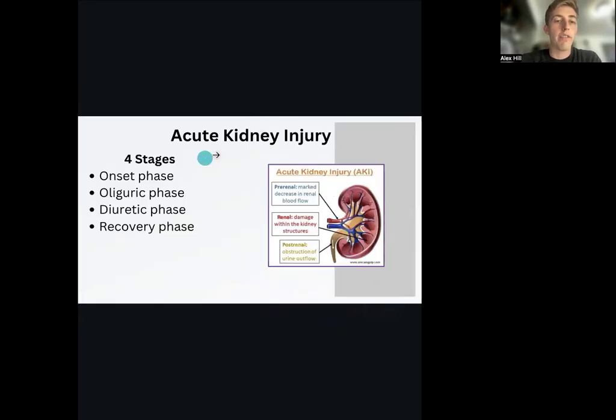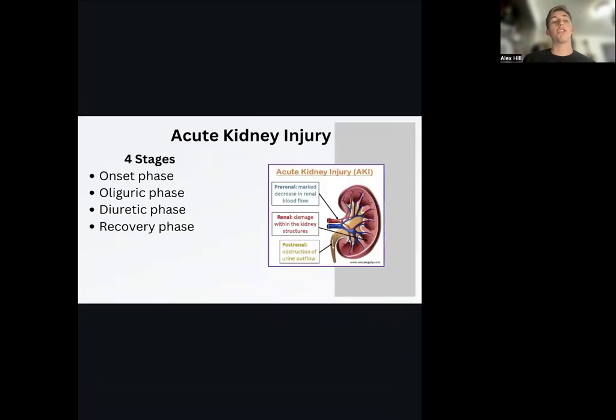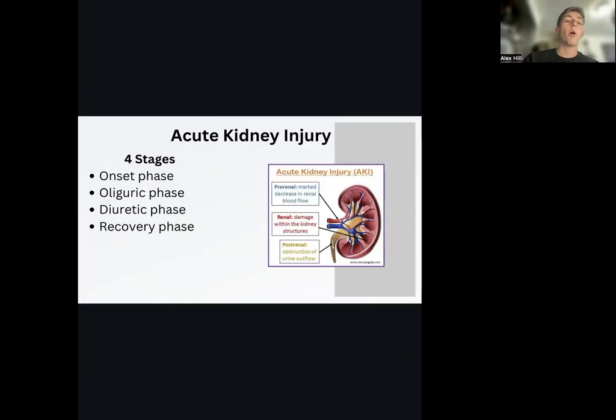Okay, so here we have acute kidney injury. So four stages. Onset phase, pretty much just when it starts. Oliguric phase is when you're urinating less, and then diuretic phase is as it's starting to heal, it kind of overcompensates and you urinate more, and then recovery gets back to the normal. So you can either have pre-renal, renal, or post-renal.